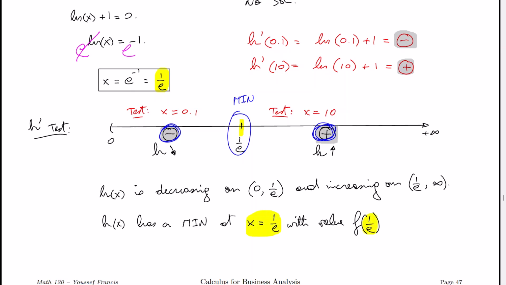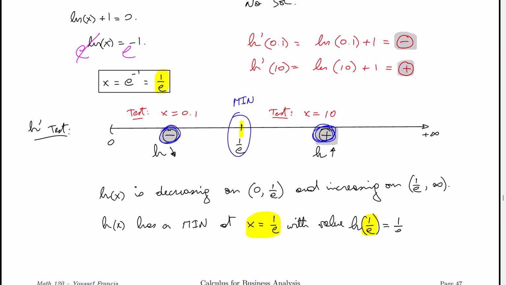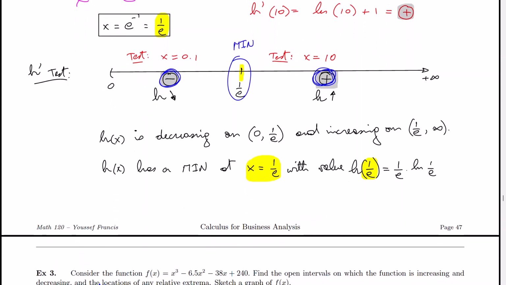I'll plug it into the regular function. Sorry, it's an h of e. So if I plug it into the original function, I would get 1 over e multiplied by ln of 1 over e. And by the way, 1 over e times ln of 1 over e is really negative 1 over e. You can use your calculator or any other algebra skills to figure that out. So this is the value of the minimum.